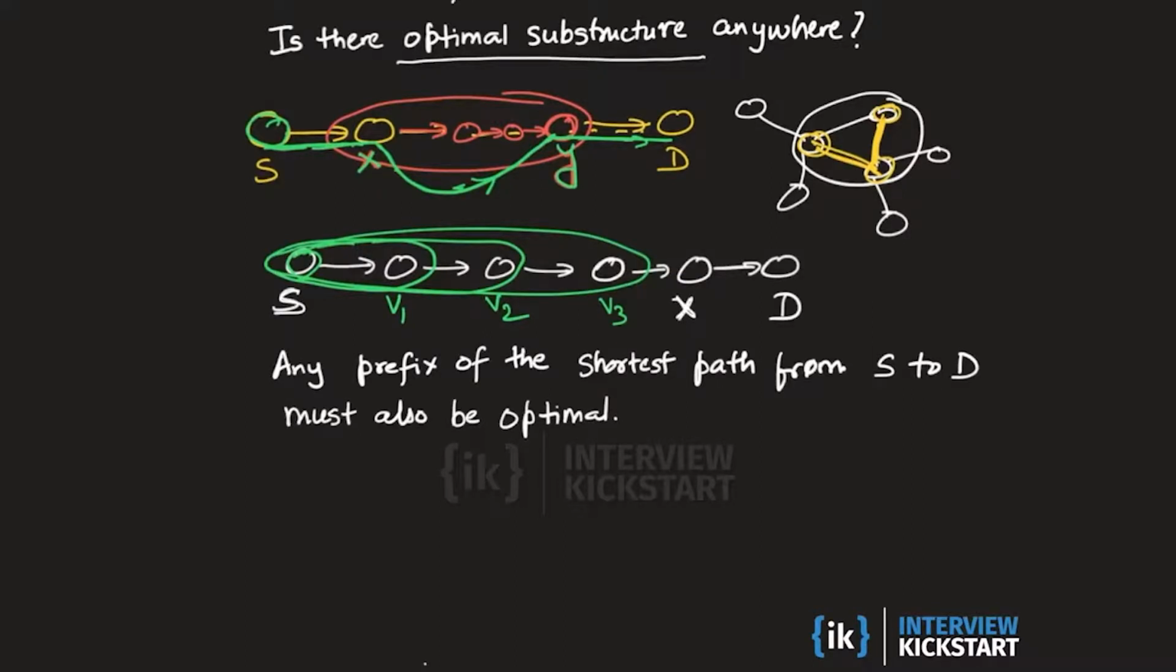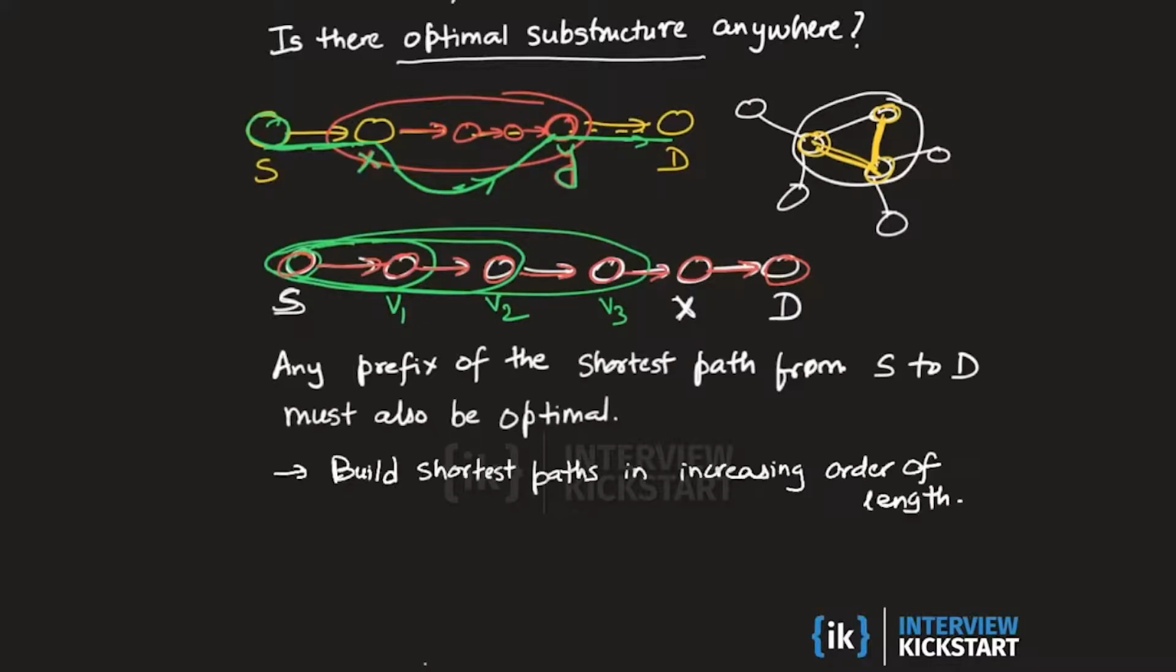So what this means for us is that, because of there being optimal substructure in this shortest path, if we want to construct the shortest path from S to D, we have to first build the shortest path from S to V1, then the shortest path from S to V2, then the shortest path from S to V3, then the shortest path from S to X, and only then can we build the shortest path from S to D. So we have to first build shortest paths from S to all the intermediate nodes before we can build up the shortest path from S to D. So that means we want to build shortest paths from S in increasing order of length.